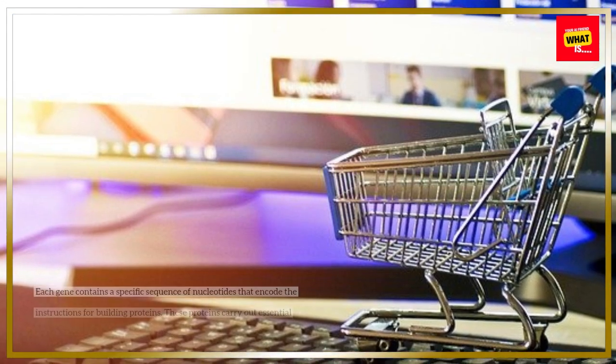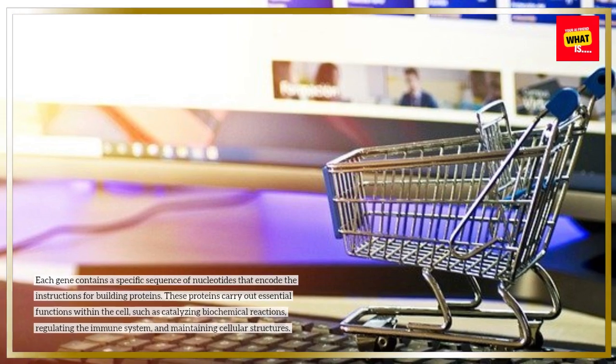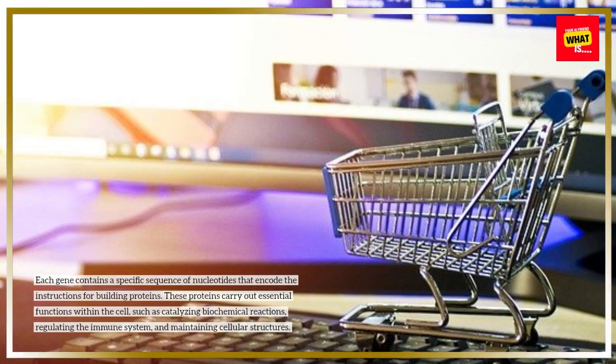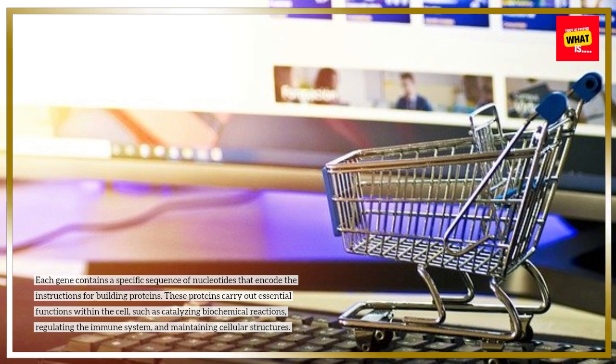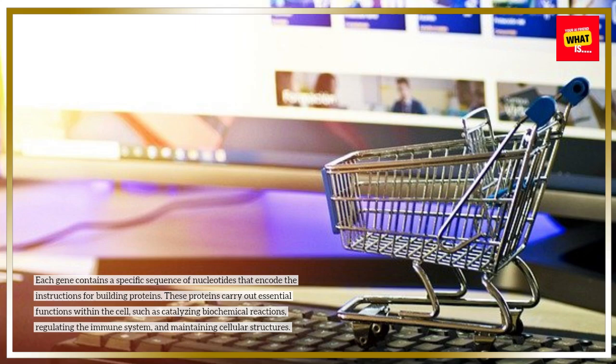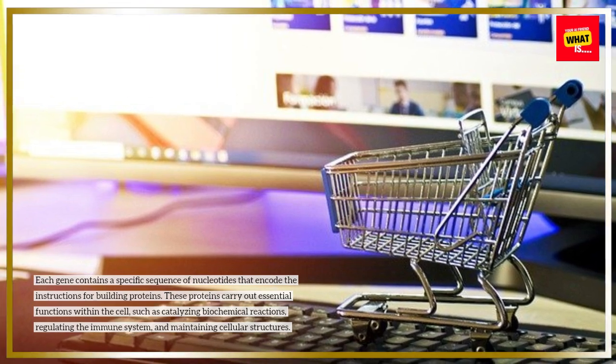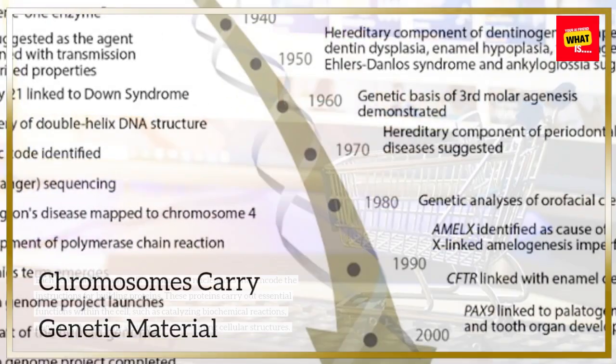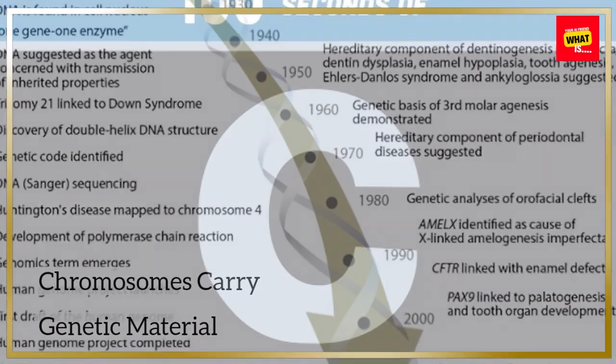Genes encode protein instructions. Each gene contains a specific sequence of nucleotides that encode the instructions for building proteins. These proteins carry out essential functions within the cell, such as catalyzing biochemical reactions, regulating the immune system, and maintaining cellular structures.